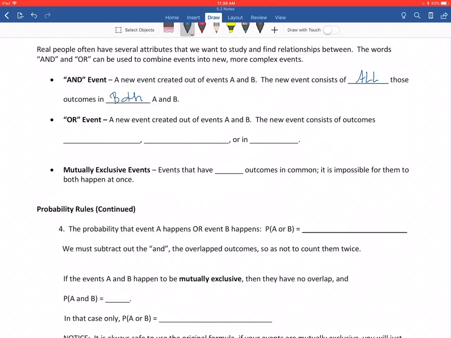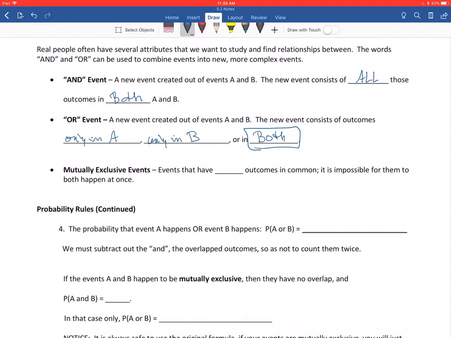Okay, then the or event is another new outcome, but this is the one that's a little bit more difficult. I think and is fairly easy to wrap your head around, but this or has a kind of particular case with it. So if you're talking about or, they could be only in event A, they could be only in event B, or in both. This is the part that usually trips people up.